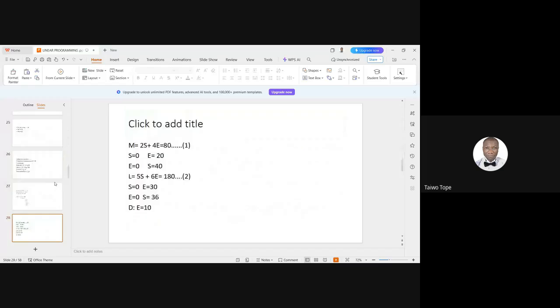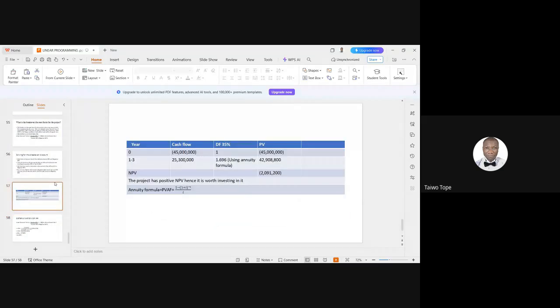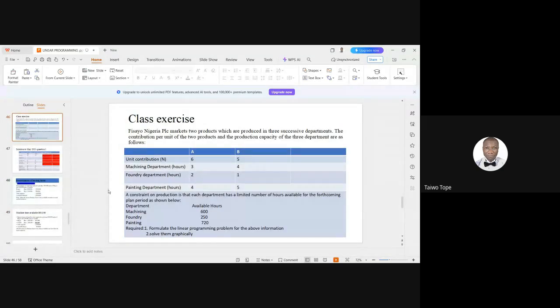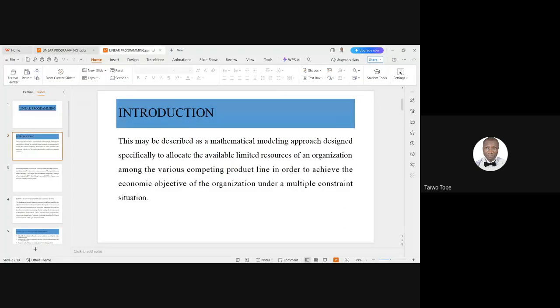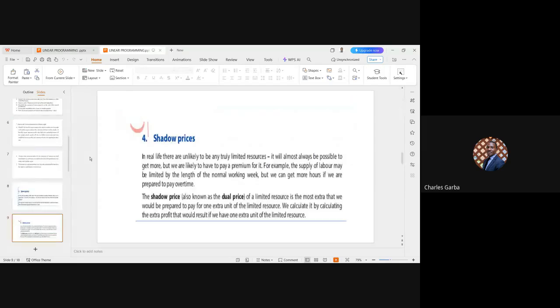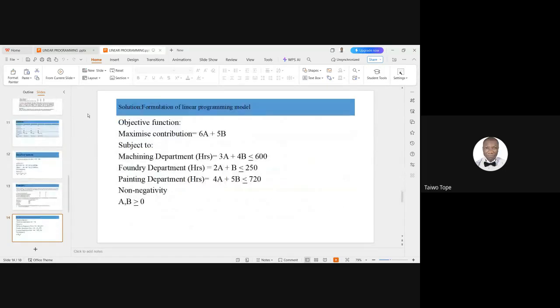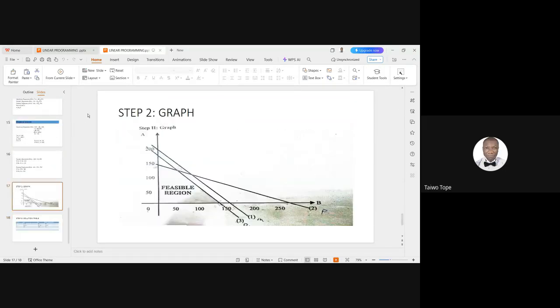So we'll look at another question now. I don't think I have the question on this slide. Let me check the other slide if I have it. Linear programming. Let's see. I have it. If I don't have it, I will share the question on the chat group.